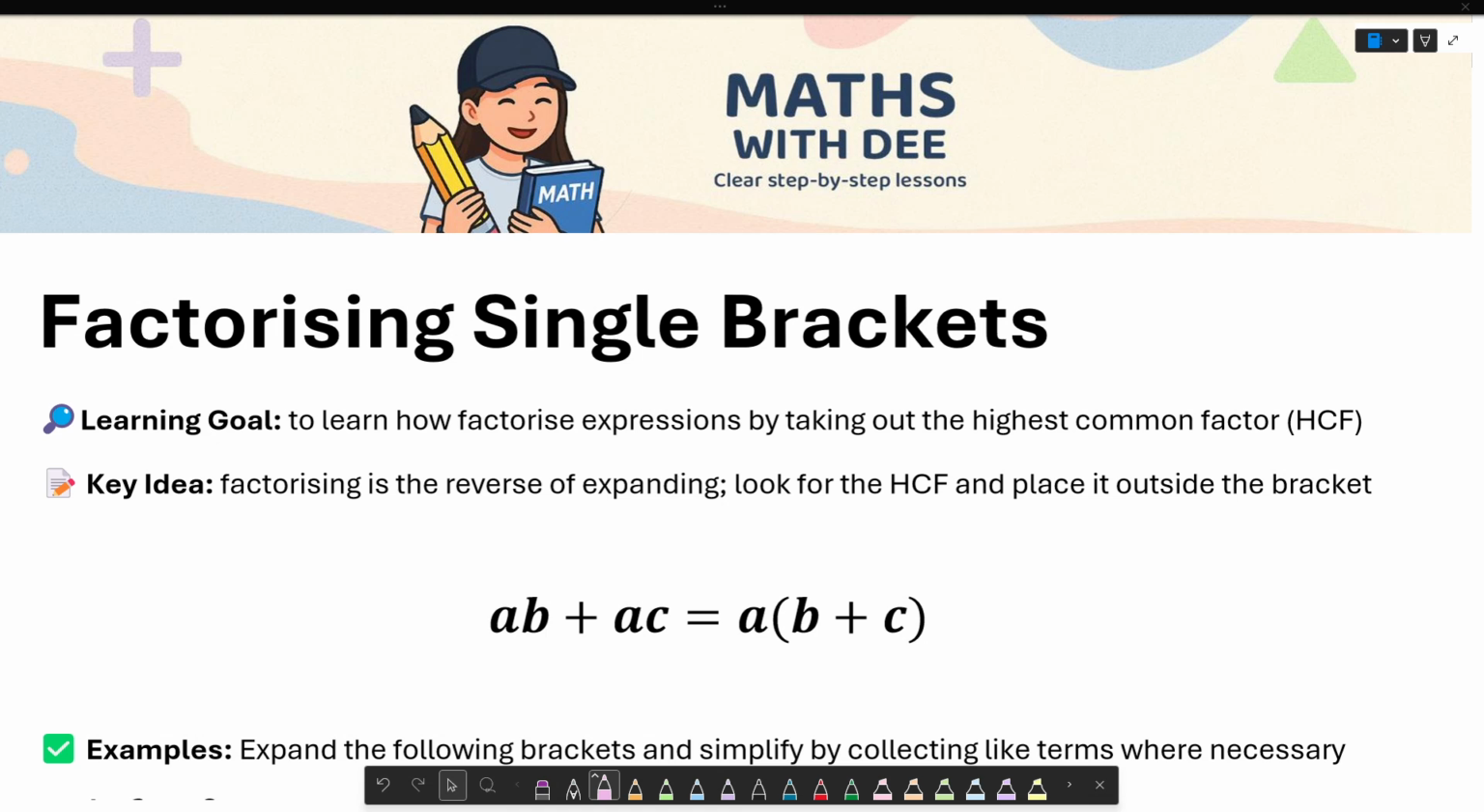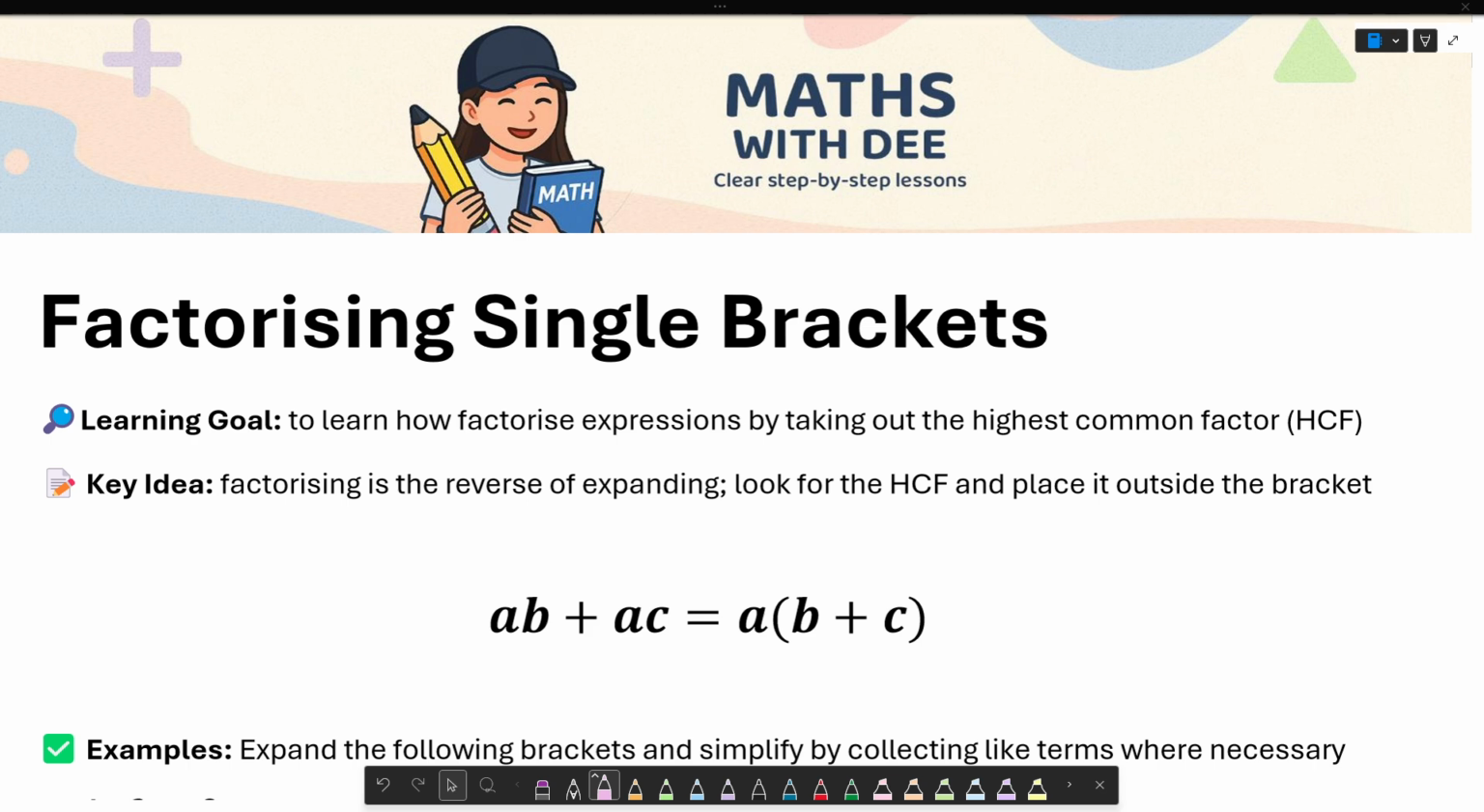Ever looked at an algebraic expression and thought, how do I undo that expansion? That's where factorizing comes in. It's not just about pulling out numbers. The real skill is spotting the largest factor, the highest common factor or HCF, and knowing when you can factor out a variable too. Miss that and your answer's incomplete.